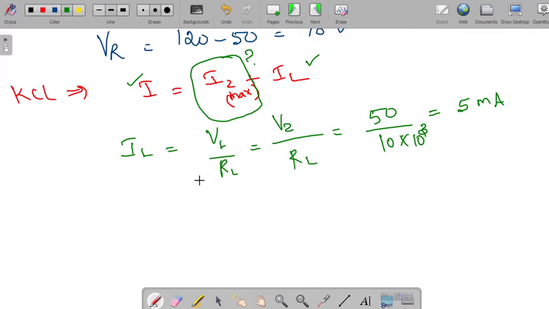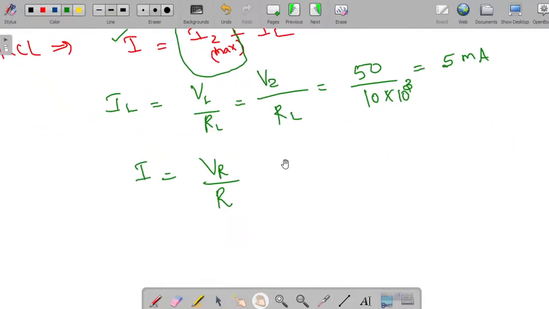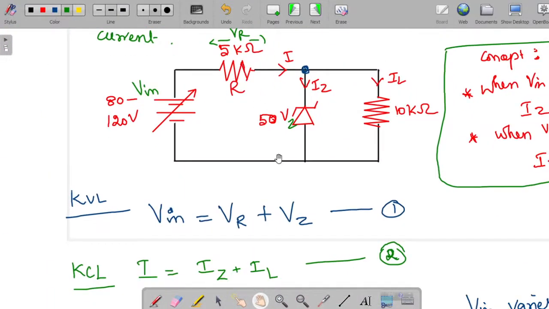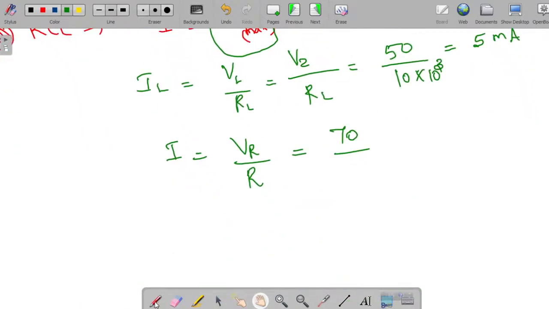And how to calculate this I value for our case? I value is equal to this VR value divided by the R value in the input, V by R, right? So VR value we have just now calculated, this is 70 volt. So we can substitute 70 divided by the R value, which is given in the problem itself. This 5 kilo ohm is the R value, so it is 5 into 10 power 3, because it is kilo ohm. So this is 14 milliamps.